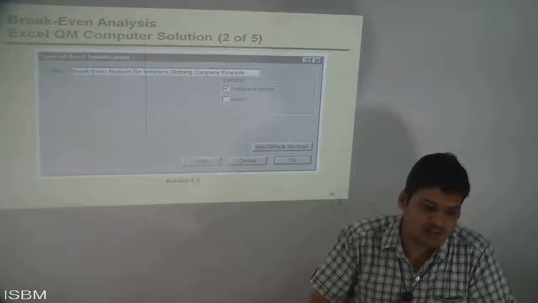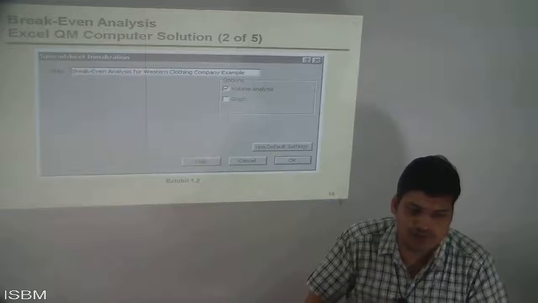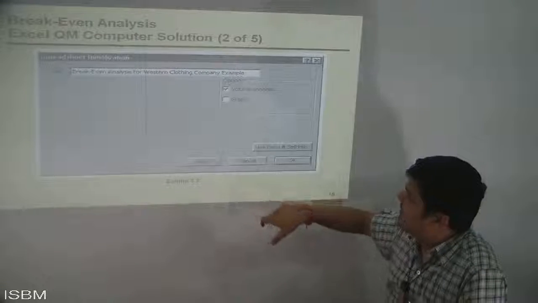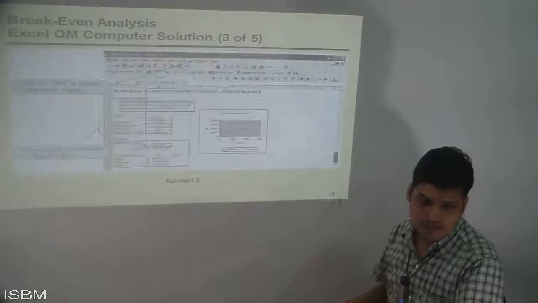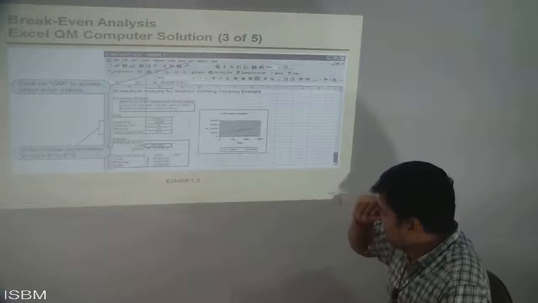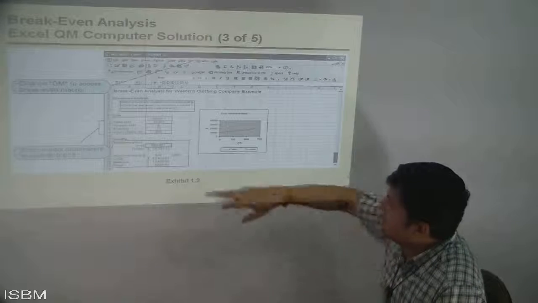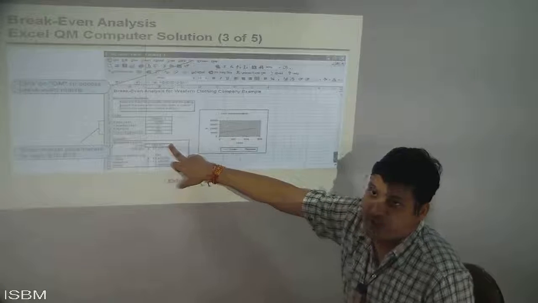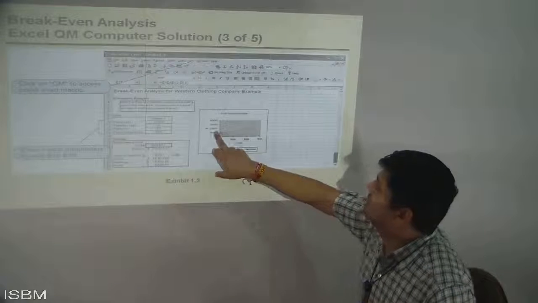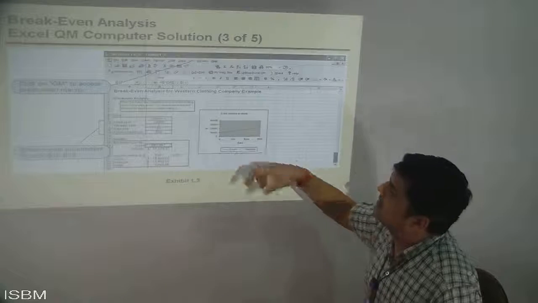So, break-even analysis for Western Clothing Company of volume. We have seen the volume analysis over here, and you can find out the value. This is a spreadsheet initialization. You can see that we have found this. This is the data over here, and this is the break-even point that we have got, the break-even point in the cost volume analysis.